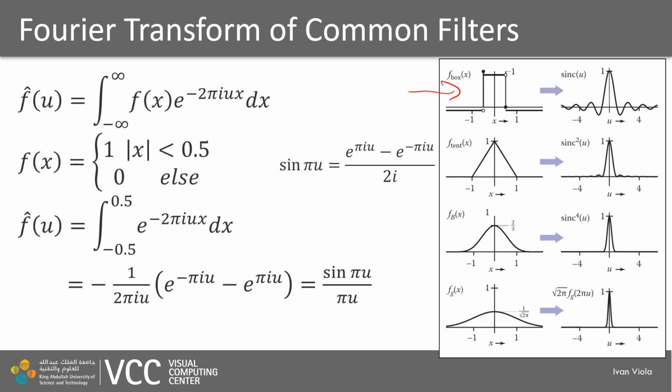discontinuity, results in a frequency domain image of this filter, which has an infinite extent, and it's called a sinc filter. Let's have a look at how we can actually transform the box filter into a sinc filter. So remember, this is our description of the Fourier transform. Now our function, our box filter, is very simple. It is described here.